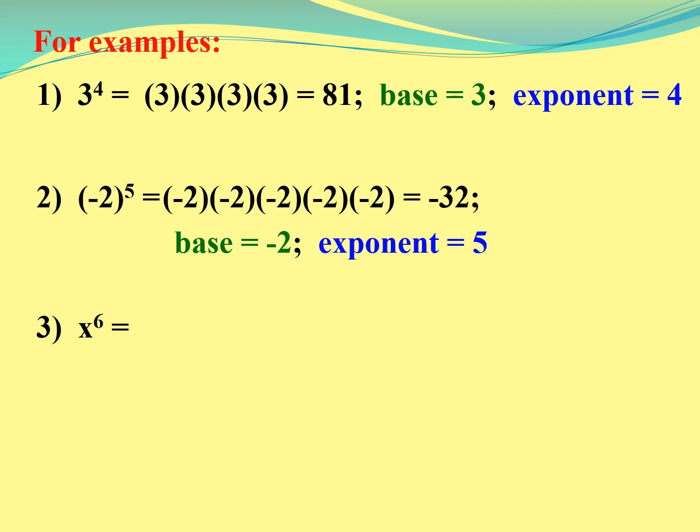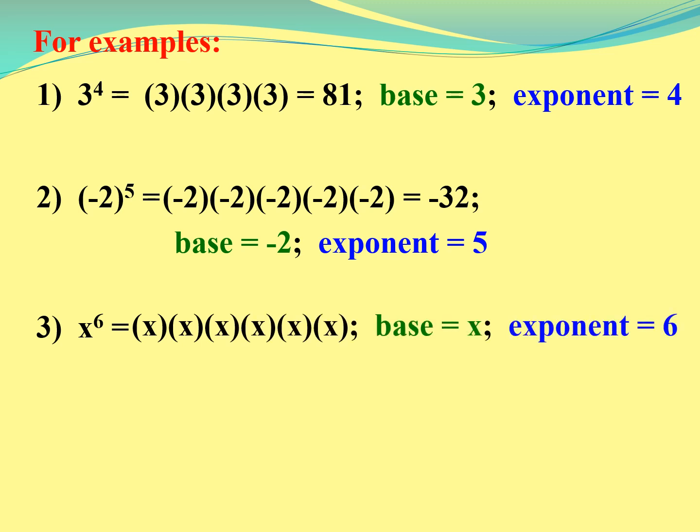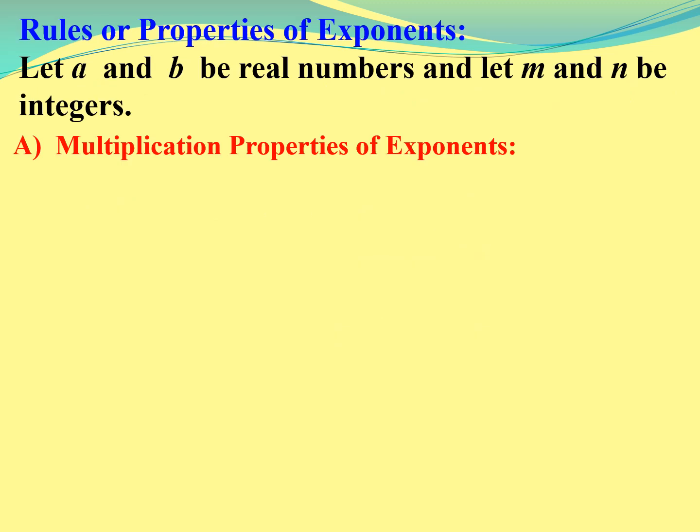Number 3, x to the 6 means x times x times x times x times x times x. Here the base is x and the exponent is 6. Rules or properties of exponents. Let a and b be real numbers and let m and n be integers.